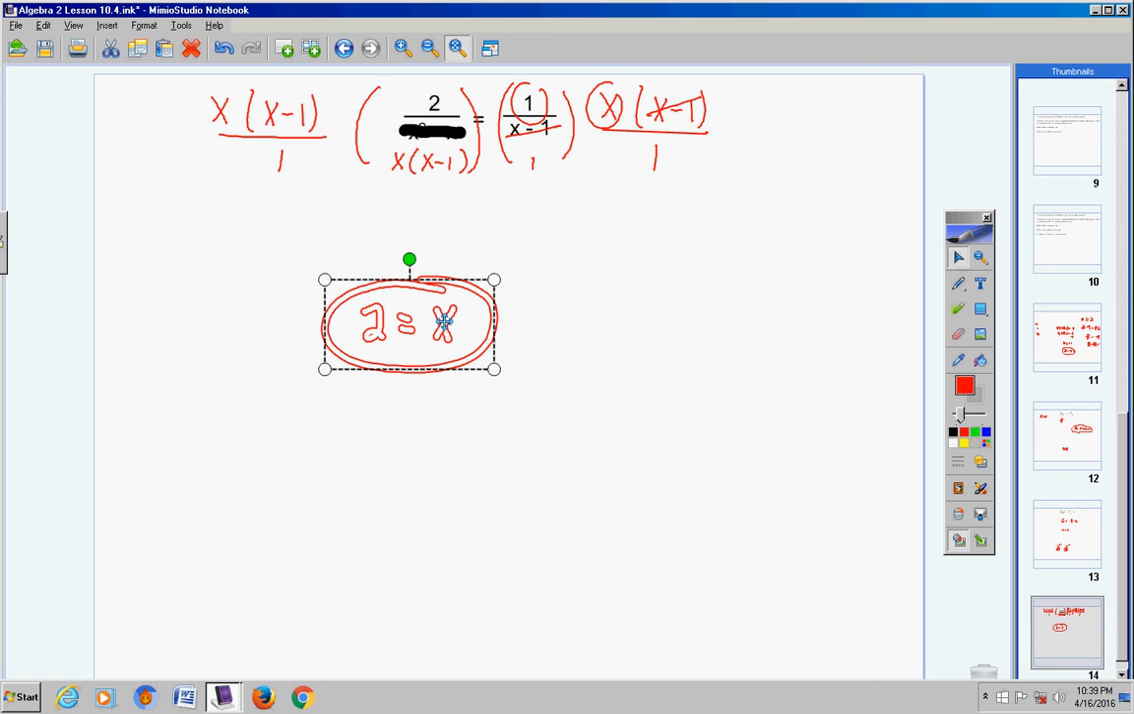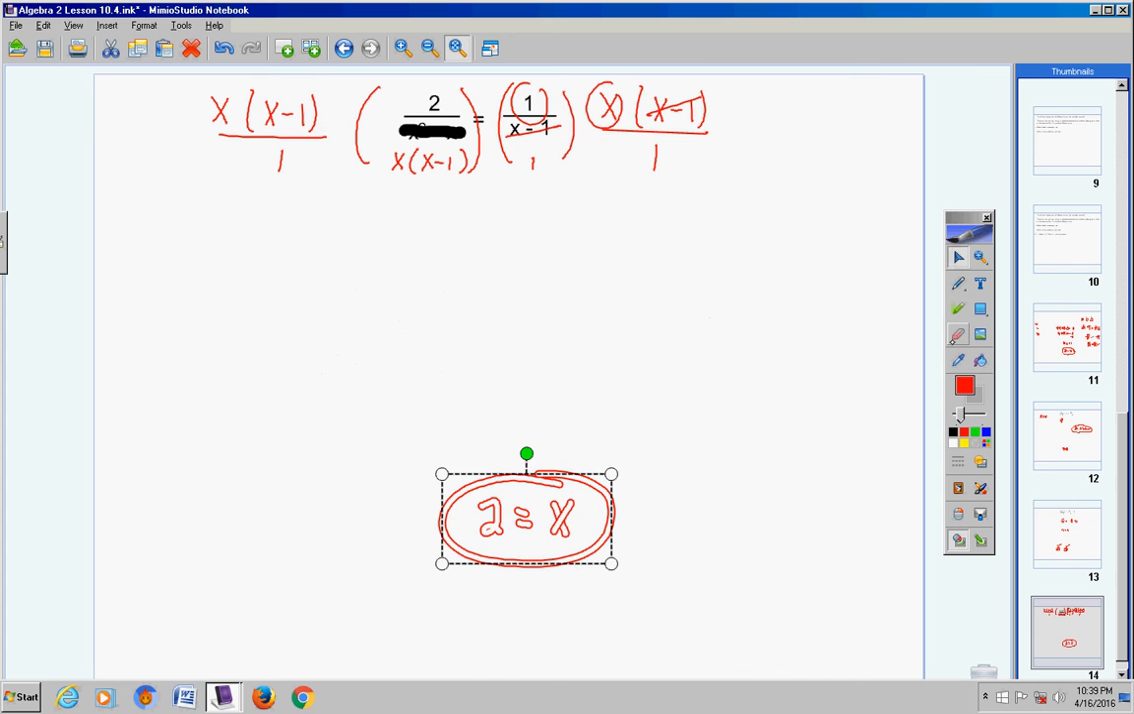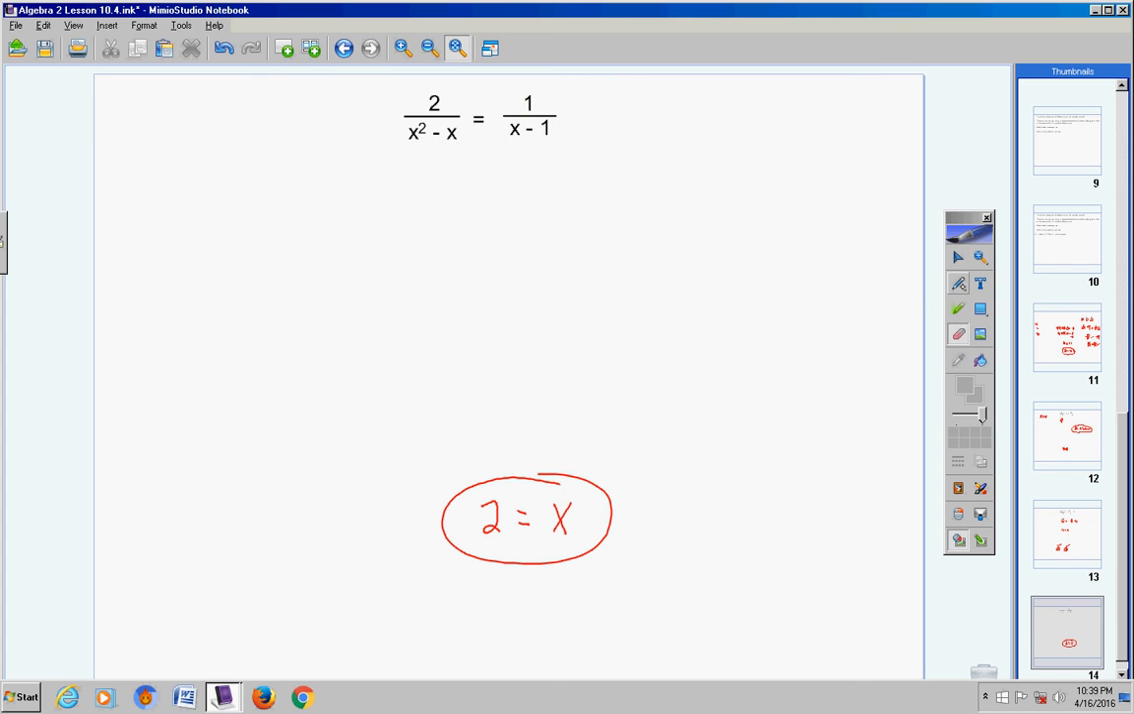There's nothing to solve. However, we gotta check our answer, okay? So here we go. Let's put a 2 in for x. 2 times 2 is 4, minus 2 is 2. So I have 2 over 2. 1 over, put a 2 in here, 2 minus 1 is 1. 2 over 2 is 1. 1 over 1 is 1. Checks. That's your answer.